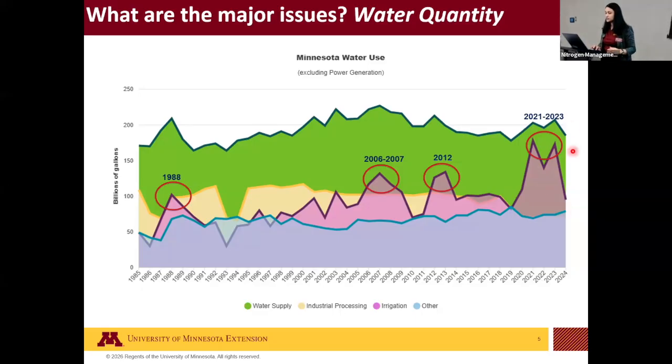increasing. But you see these peaks in very dry years when we are using a lot of water, and not so much in years like 2024 when we got so much rain. So irrigation is very much driven by weather, but we see those very dry years in the mix where we are irrigating a lot, and that's where the water quantity issue comes into play.